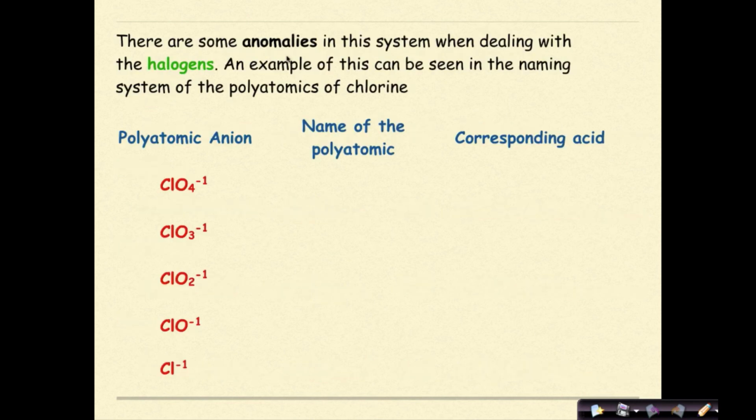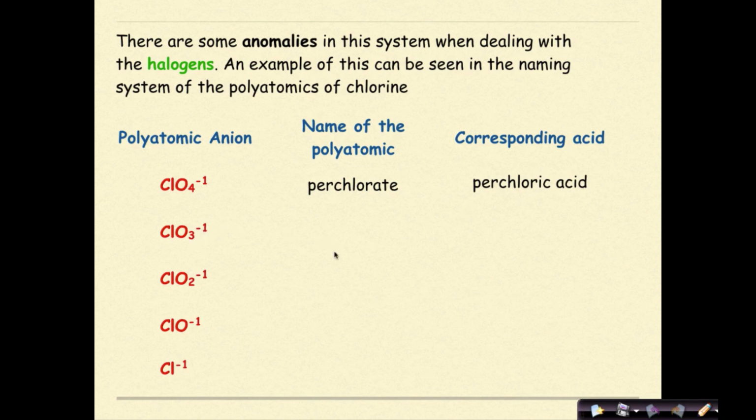There are some anomalies in this system when dealing with the halogens. An example of this can be seen in the naming system of polyatomics of chlorine. We're going to go over the names of the polyatomics I have listed here and see how the acids work out. So ClO4-1, that's perchlorate. That's the name of the polyatomic, so we're having that ending of -ate. When we put this in an aqueous solution with all of these neutralized by hydrogen, this is going to be perchloric acid, and we see that -ate to -ic ending.